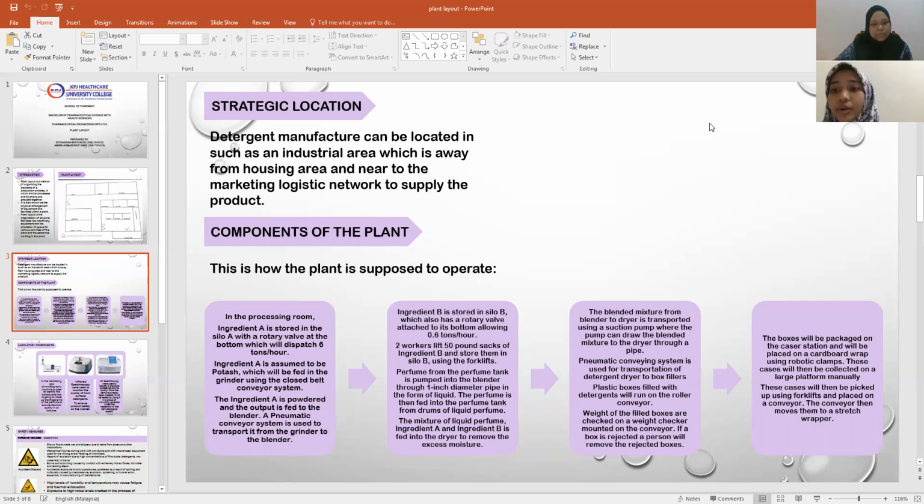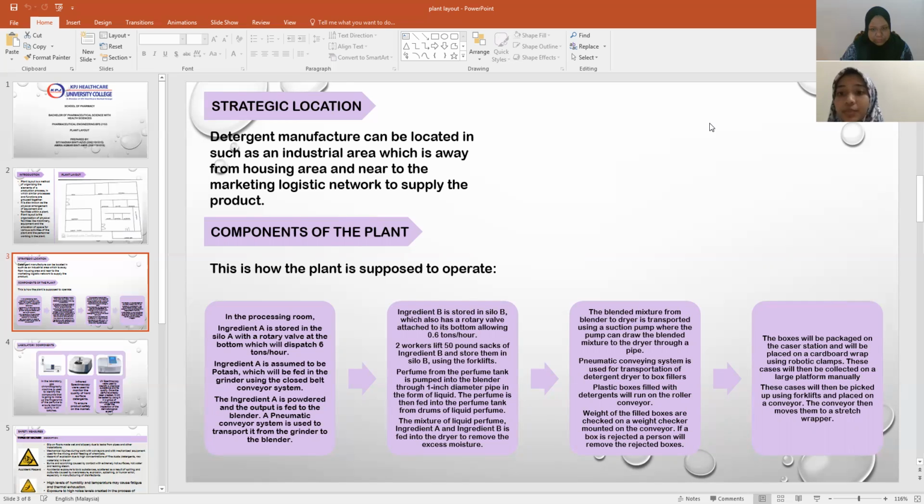Ingredient A is stored in silo A, which is a storage container with a rotary valve at the bottom which will dispatch 6 tons per hour. Ingredient A is then assumed to be a white powder obtained from the ashes of burnt wood, which then will be fed in the grinder using the closed belt conveyor system. Next, the ingredient A is powdered and the output is fed to the blender. A pneumatic conveyor system is used to transport it from the grinder to the blender.